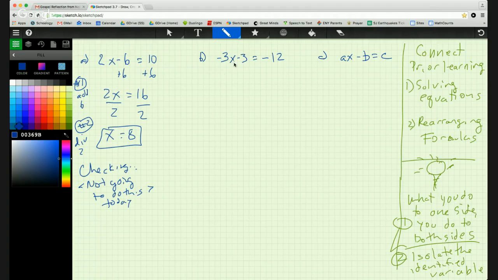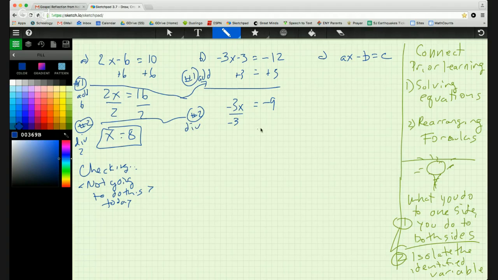So let's look here at B. Now it might look like a different problem. It's got negatives and everything in it, but let's see what we do to solve. We add 3. Negative 3x equals negative 9. Then we divide. Same thing. You're going to add the same thing to both sides, and then you're going to divide both sides by the same thing, right? We add, then we divide.